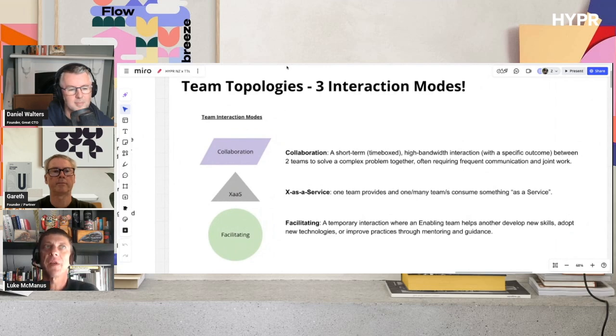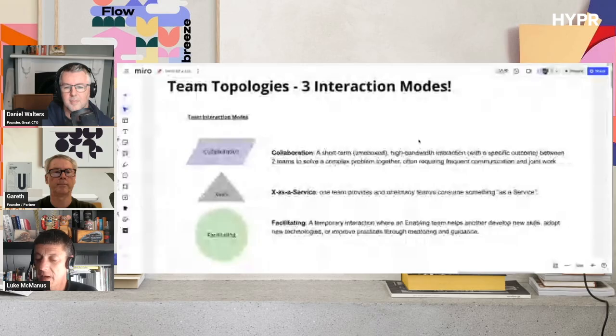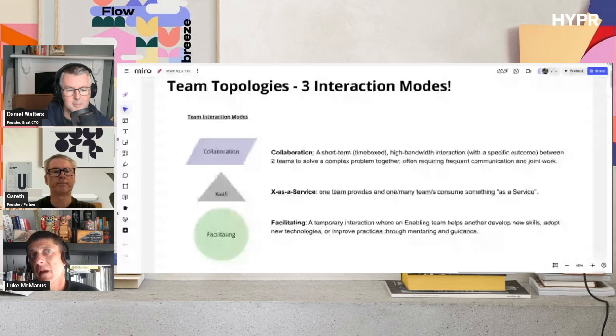But when you think about collaboration, it comes with a cost. So there's two teams needing to work together. That often requires coordination across the two of the teams, and that comes as a cost. Collaboration also can be a bit of an anti-pattern or a bit of a signal for change. So why do two teams need to continuously collaborate in order to get stuff done?